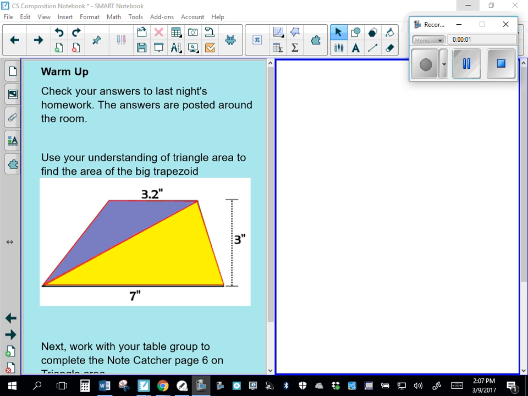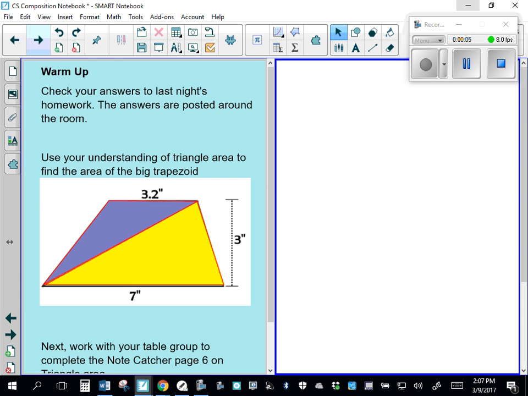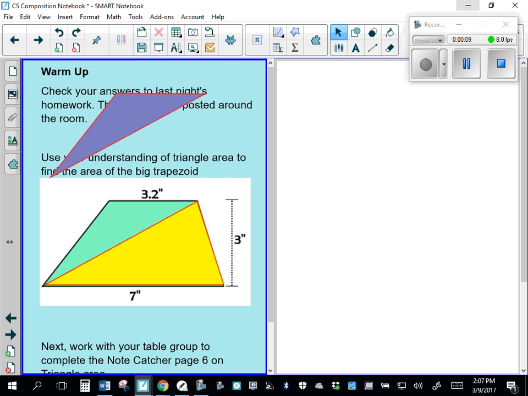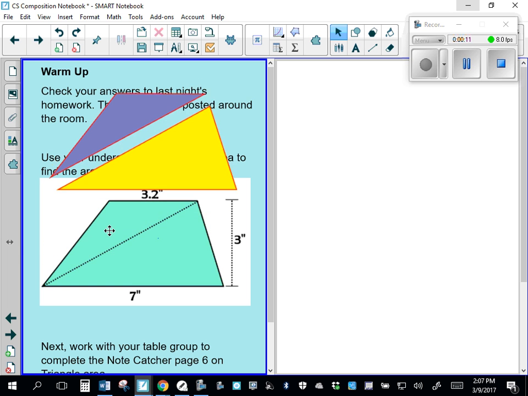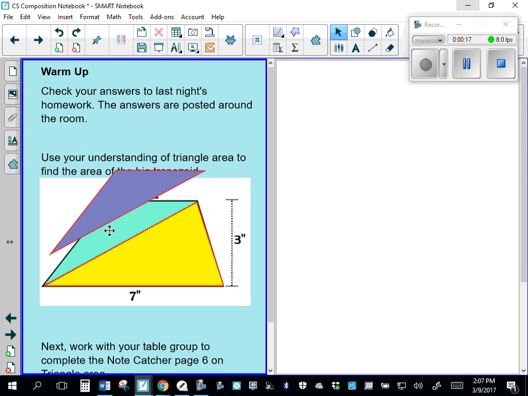that trapezoid. So I'm going to back up a page. Originally we had this trapezoid here that was in green, and I was showing you how you can make a trapezoid into two triangles. So any trapezoid could be divided into two triangles.